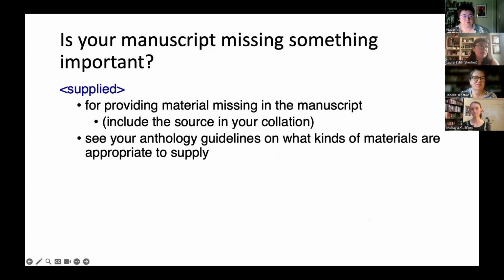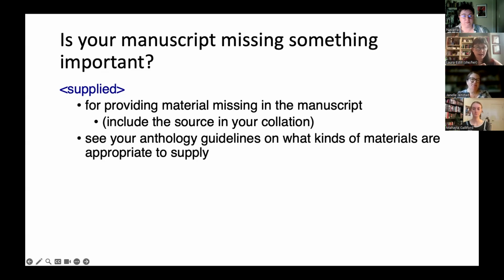What you'll want to do is use the supplied element. This will provide material that's missing in the manuscript. If, like this example, it appears in an early print source, you will include the source of the information in your collation. If you have a manuscript without a print source that you are collating with, you can still use the supplied element if it makes sense that there's a missing speech prefix, for instance, that you want to include. Your anthology guidelines will let you know what kinds of things are appropriate to supply, and some things include entrances and exits for stage directions, etc.